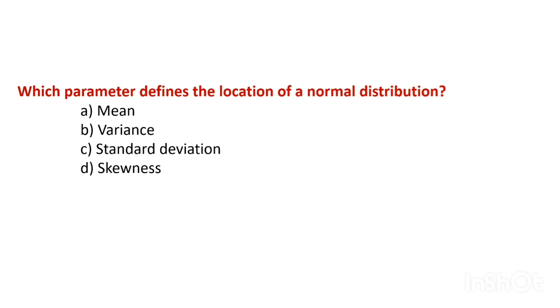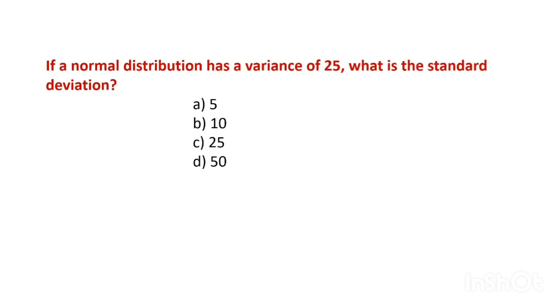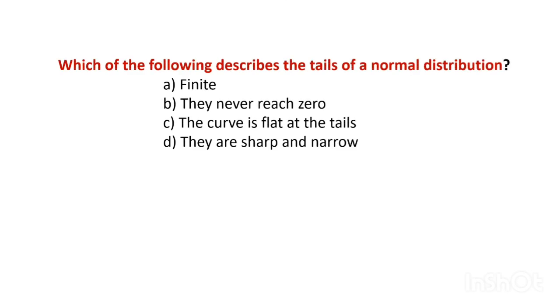Which parameter defines the location of a normal distribution? Generally, the mean determines the center or location of the normal distribution. The correct answer is option A. If a normal distribution has a variance of 25, what is the standard deviation? Generally, the standard deviation is the square root of the variance, it is 5.